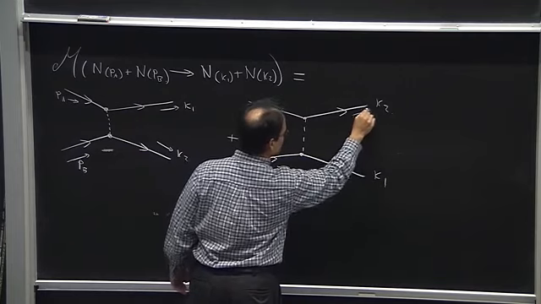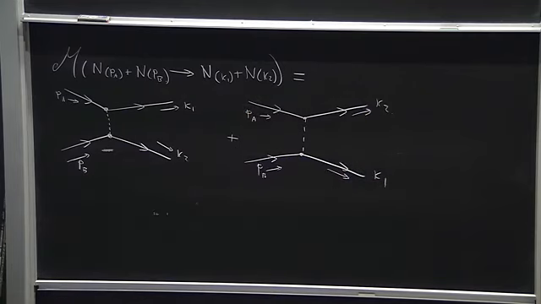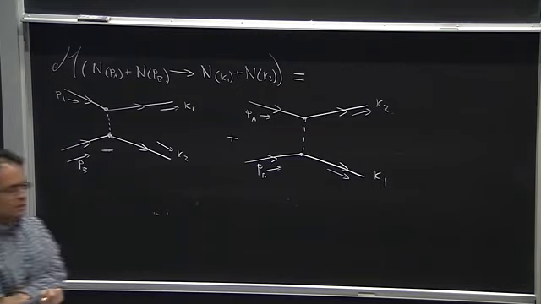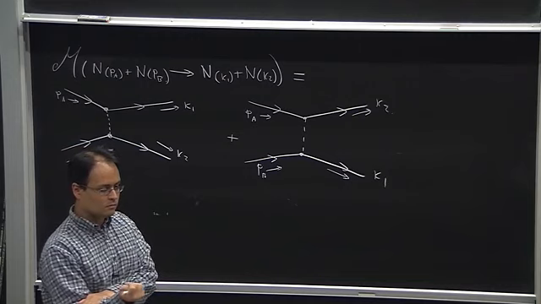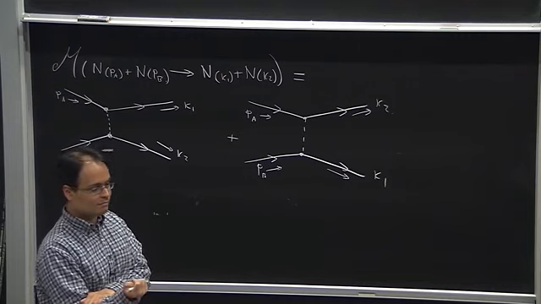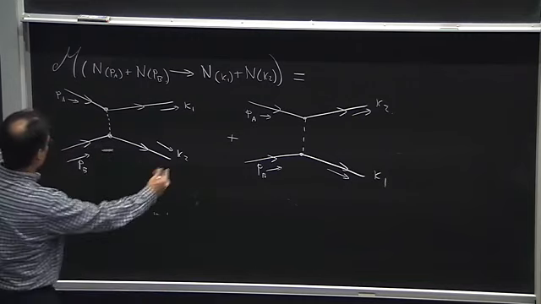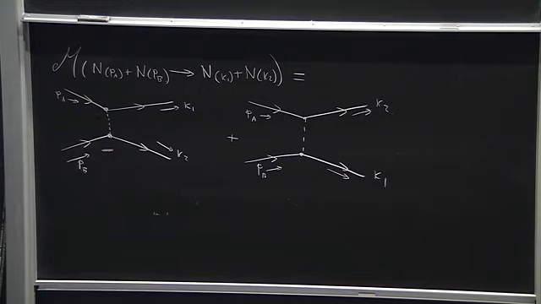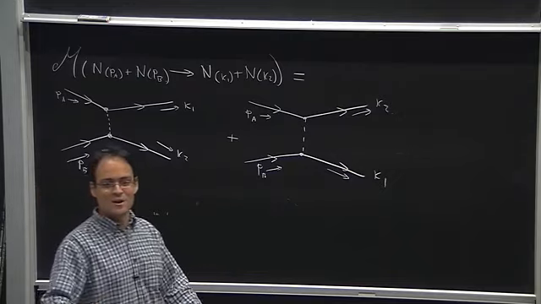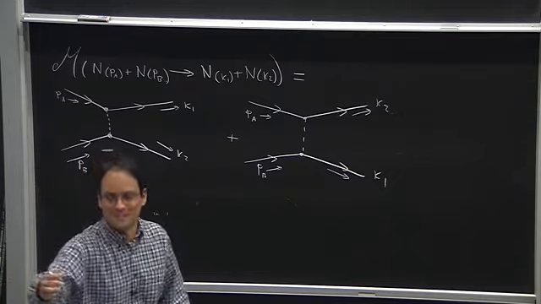So this is K1 and this is K2. Now, am I missing any diagram? Is there any other possibility? But that's not scattering with nucleon anti-nucleon. Yeah, I think we're done. At least I cannot imagine drawing anything else. Maybe there is something else. If there is, say it now or don't say it until the end of the lecture.